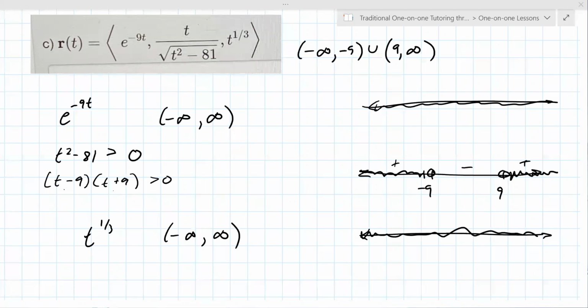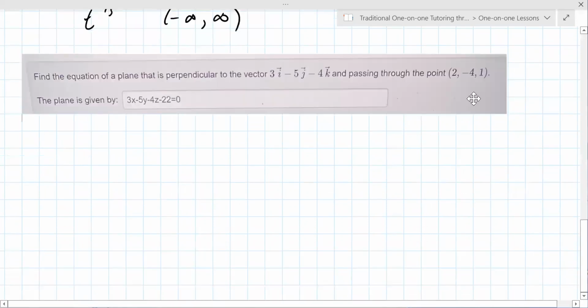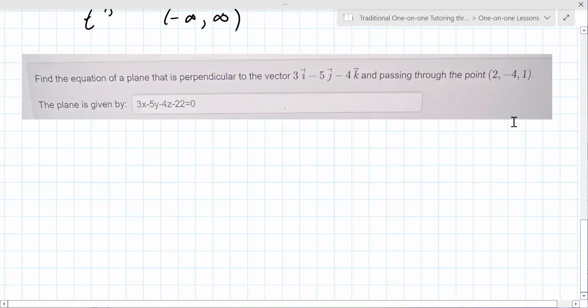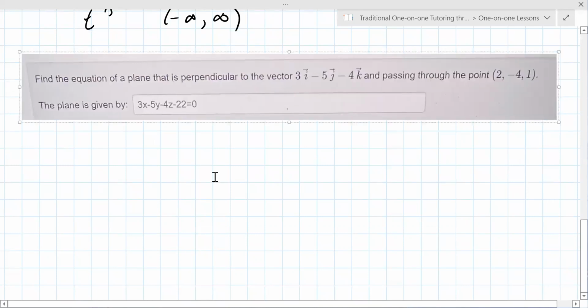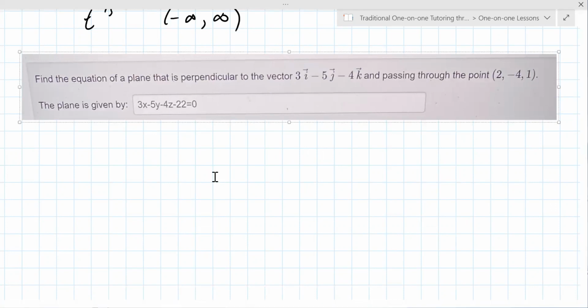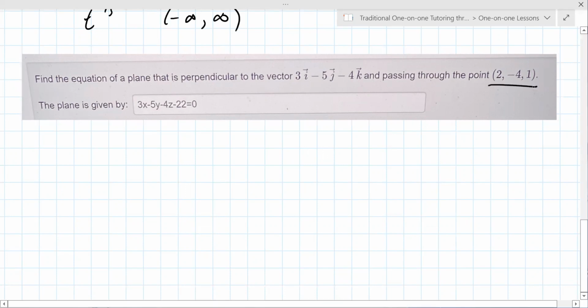All right. So just another question here. This feels completely unrelated, but it says find the equation of a plane that is perpendicular to the vector 3i minus 5j minus 4k that passes through this point right here. Are you given a reference sheet on your exam, or do you have to remember all your formulas? Okay, so you do not.